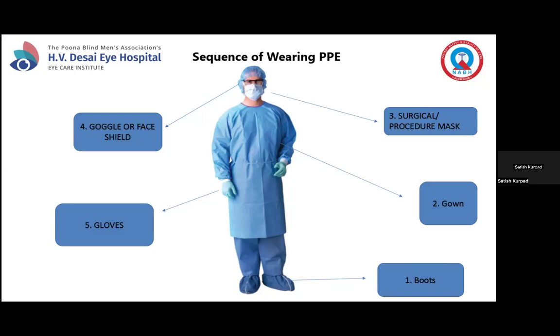And the sequence of donning the PPE. First of all, you have to wear boots, then gown, then surgical procedure mask, then goggle or face shield, and lastly gloves. There are two types of gloves: examination gloves and surgical gloves.